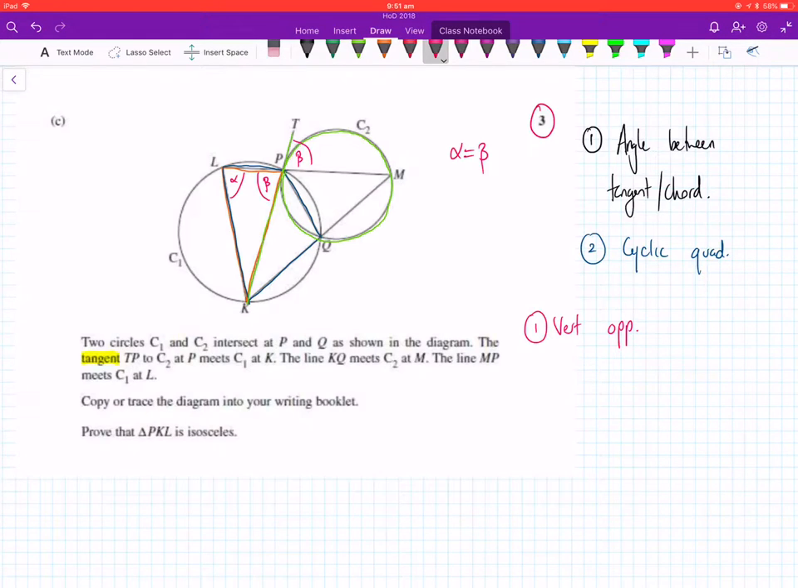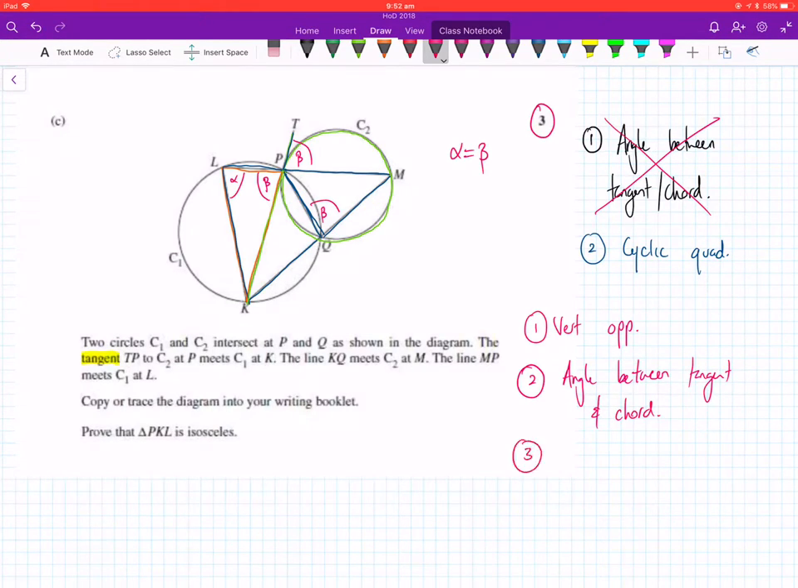Once we've got that, that gives us the angle between a tangent and a chord is equal to the angle subtended in the opposite segment. So this angle over here is beta. And now we've used one of the reasons we knew we were going to. So angle between tangent and chord.